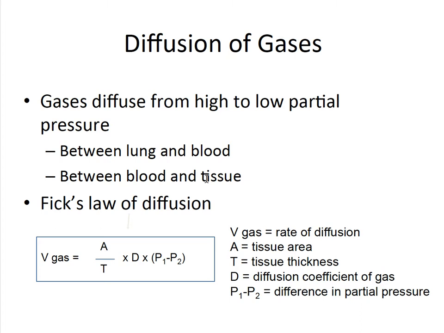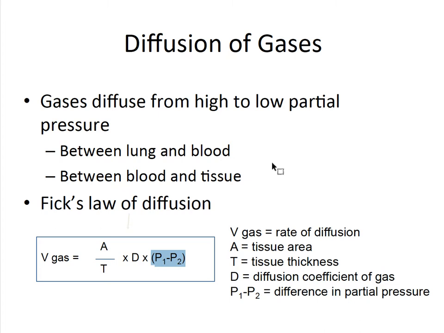So on the bottom of this slide is a law of diffusion. It's called Fick's law of diffusion. This is out of chapter 10 of our book. And this simply states that the diffusion rate of a gas, so V gas, is equal to area over thickness of that membrane, times some kind of diffusion constant. If it's oxygen or CO2, each of those gases will have a different diffusion constant, and times the difference between the partial pressures, or think of it as the concentrations of those gases.